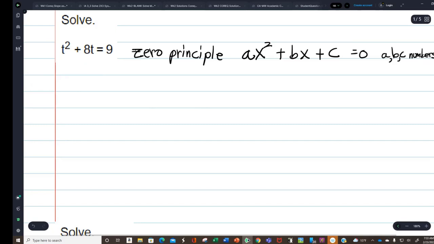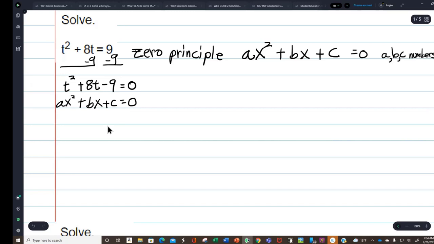So that's what we're going to do. I'm going to subtract 9 from both sides of the equation. And what that's going to do for me is give me t squared plus 8t minus 9 equals 0. Now I have this in the form ax squared plus bx plus c. And I can even tell what my a, b, and c are now. There's an invisible one in front of the t squared, which always makes factoring easier. A is 1, b is 8, and c is negative 9.